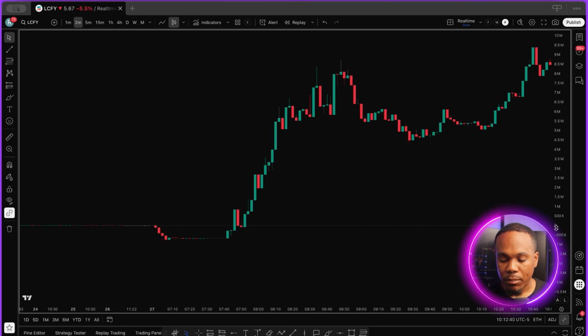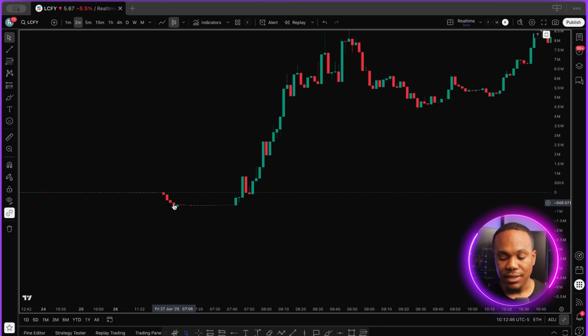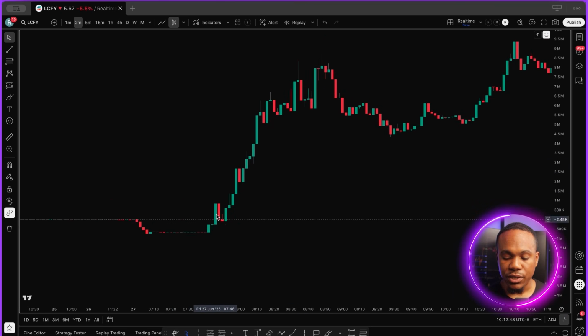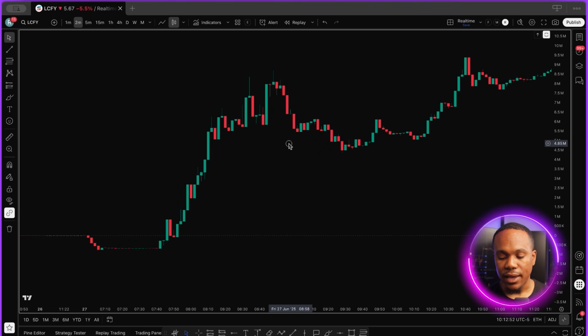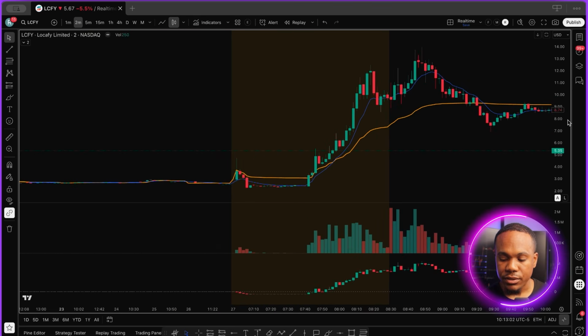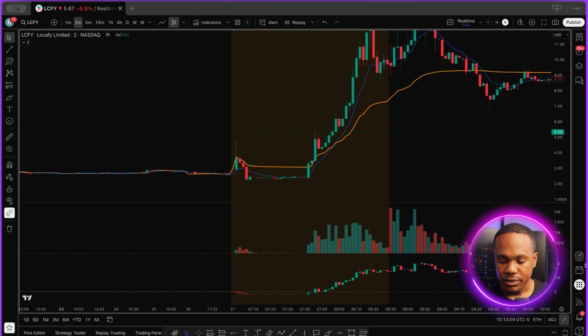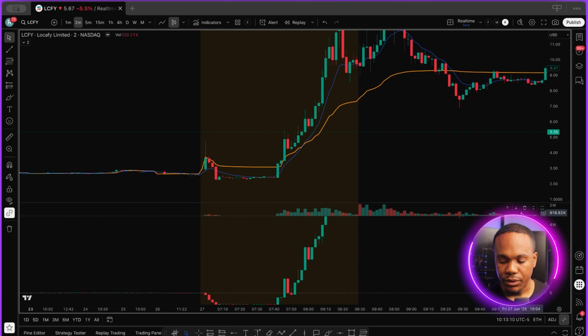So if it's above zero, that means that buyers have been in control. If it's below zero, that means the sellers have been in control. And then you'll see waves of control here, just like with price action. So how do you use this? Well, we use this to confirm price. So let's look at a few scenarios.